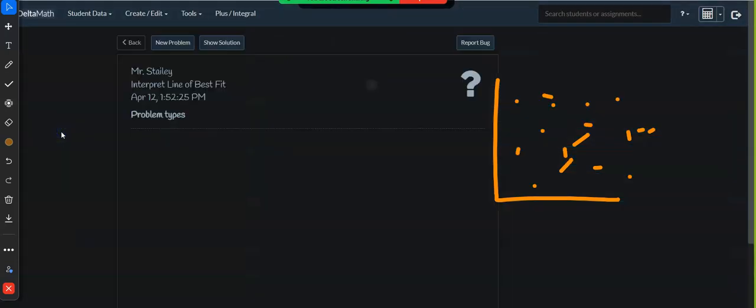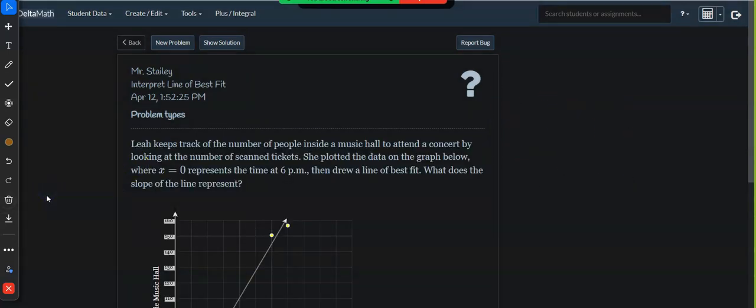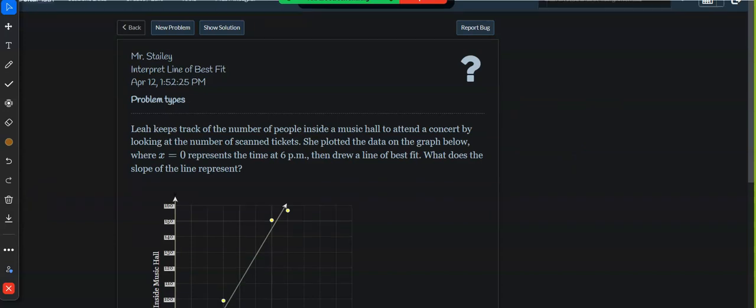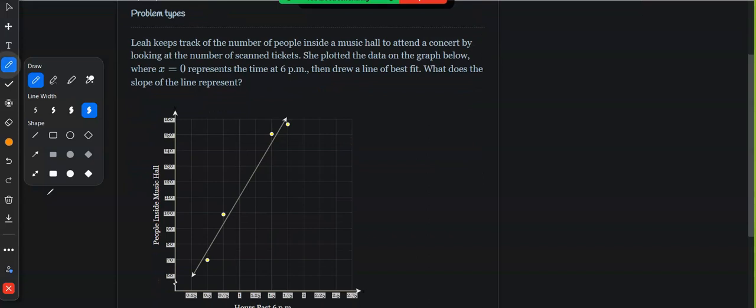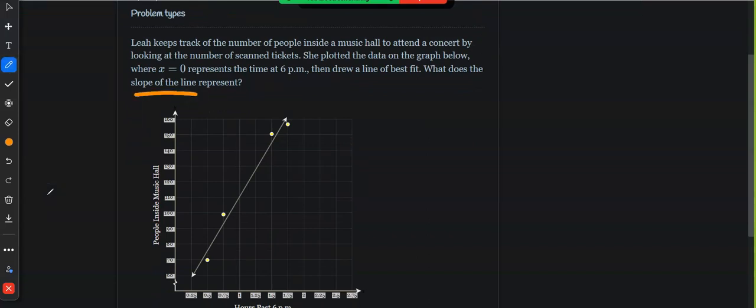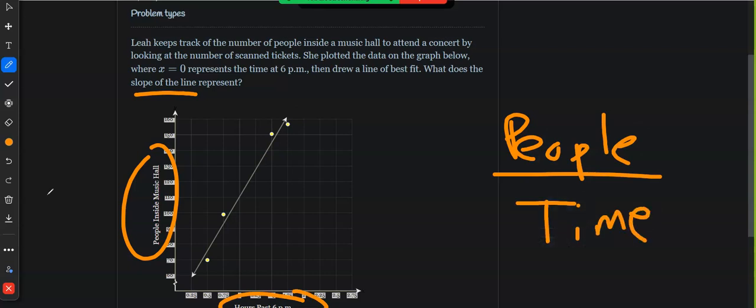Literally won't take long, except for the one question. Sometimes they ask me to interpret the slope. Sometimes they ask me to interpret the y-intercept. Okay, so if you get a question like this that says, tell me what the slope is all about. Well, I have people divided by time. So I'm looking for something that would tell me people over time, rise over run.